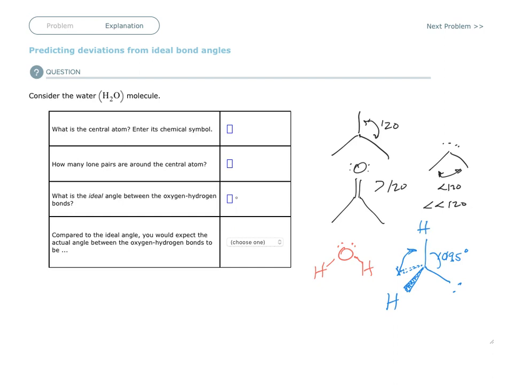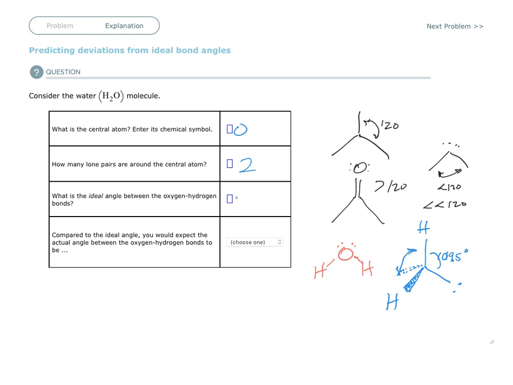Okay, so let's answer the questions. What is the central atom? The central atom was oxygen. How many lone pairs were around the central atom? So we had 2 bonding pairs to hydrogens, and we had 2 lone pairs, 2 sets of double dot electrons. So that's 4 things coming off, so that's going to be tetrahedral.